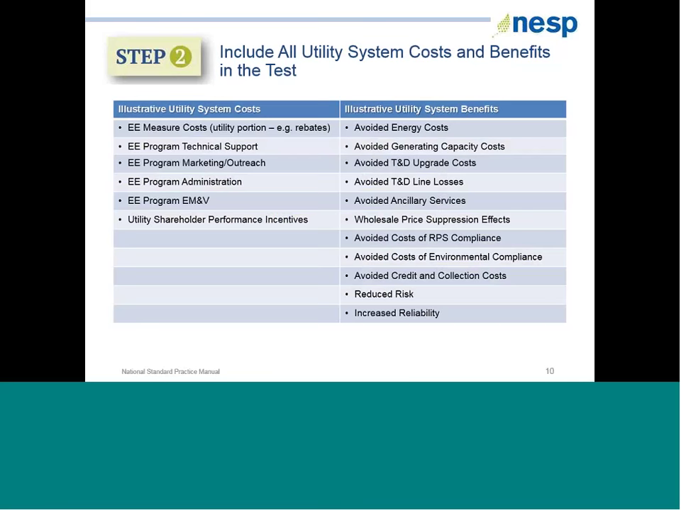like reduced risk or increased reliability, but those are benefits that are widely recognized as real. And the question is, should and how should you capture those in your test? But the idea is, if it's a utility benefit, it's got to be there.